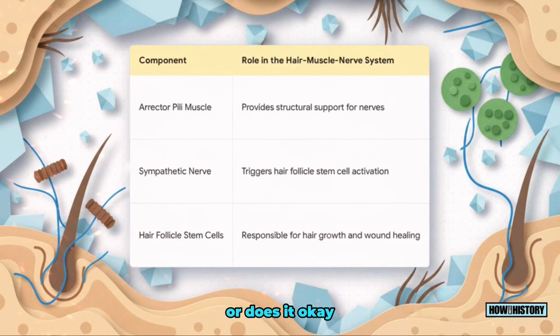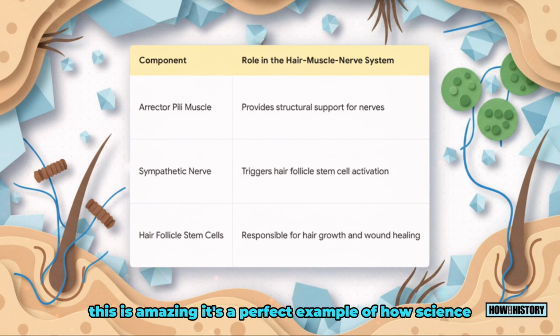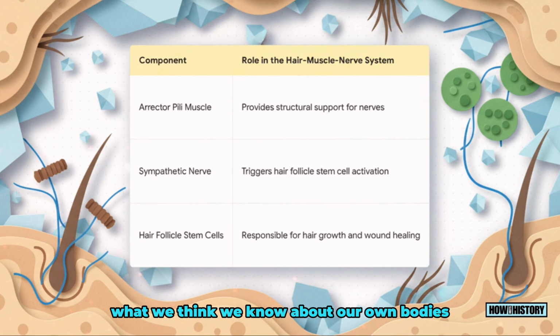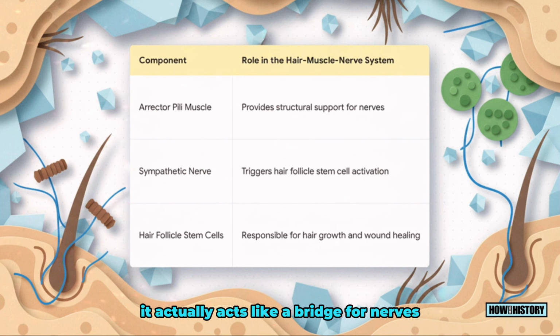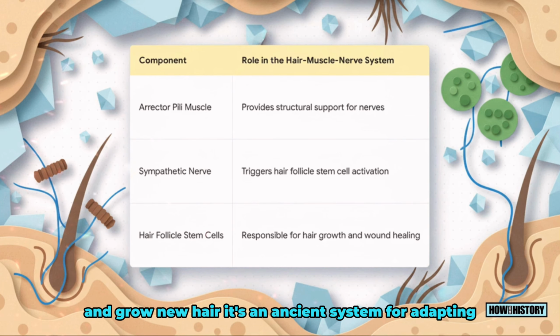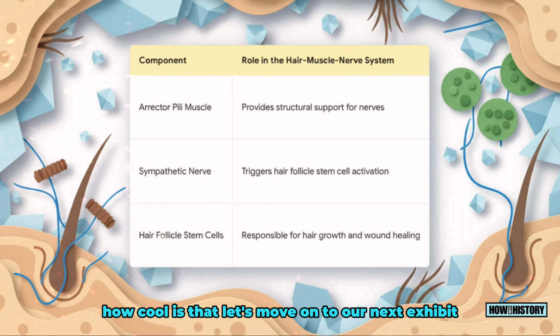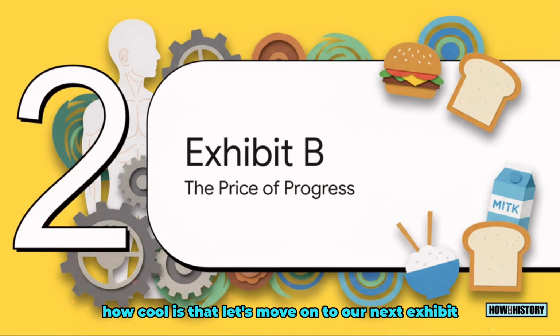Or does it? Okay, this is amazing. It's a perfect example of how science is constantly rewriting what we think we know about our own bodies. Researchers just recently discovered that this little muscle does way more than just give us goosebumps. It actually acts like a bridge for nerves to connect directly to the stem cells in your hair follicles. And get this, when you're cold for a while, these nerves tell the stem cells to wake up and grow new hair. It's an ancient system for adapting, still running inside us right now. How cool is that? Let's move on to our next exhibit.